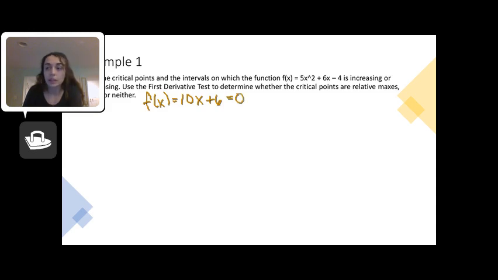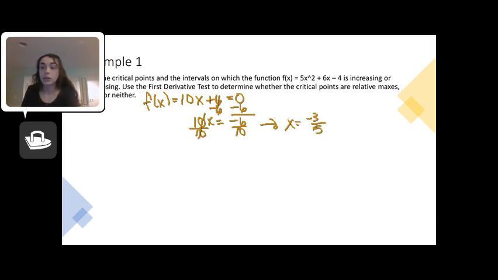We are going to be setting this equal to 0 to find our critical points and solving for x. So to solve for x, we subtract 6 from both sides. We get 10x equals negative 6, and then we divide by 10 to get that x equals, after reducing this fraction, negative 3 over 5. So there is only one critical point in this case. Okay, so our next step will be to draw a number line of our critical points.